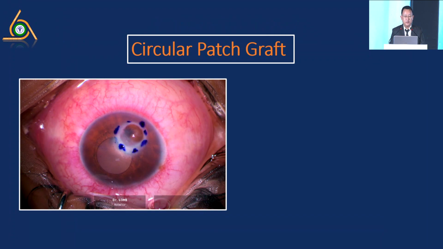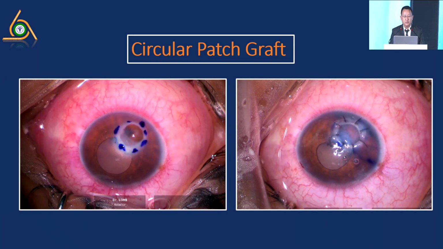Next, even a circular patch graft can be used for perforations of 3 to 4 millimeters or up to 5 millimeters, where a circular or round patch graft can be done.